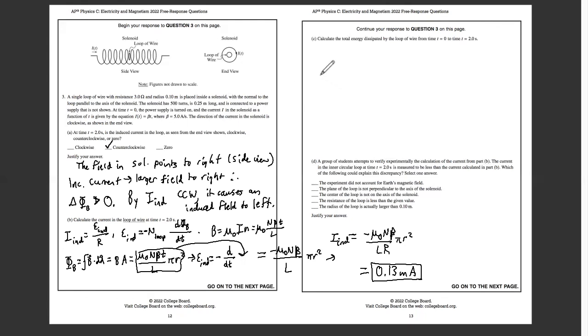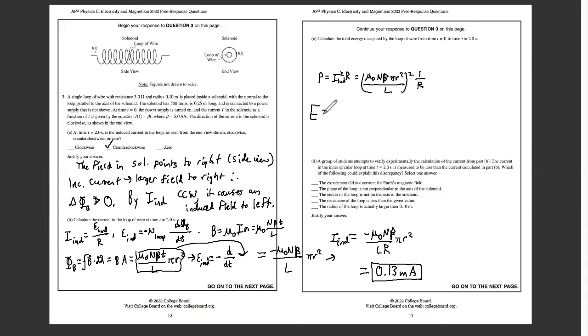When we have current, we can do that pretty easily. We know that the power dissipated will be I squared R. Well, in the loop of wire, that's just going to be induced current. So let me go ahead and write that: I induced squared times R. So the expression that we are going to get, we do have our expression for induced current down there already. So that is going to be mu naught N beta pi little r squared over L all squared times 1 over R.